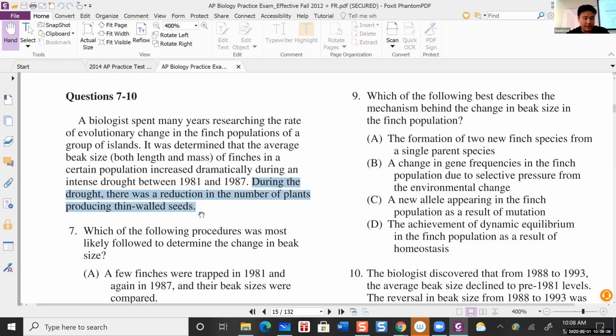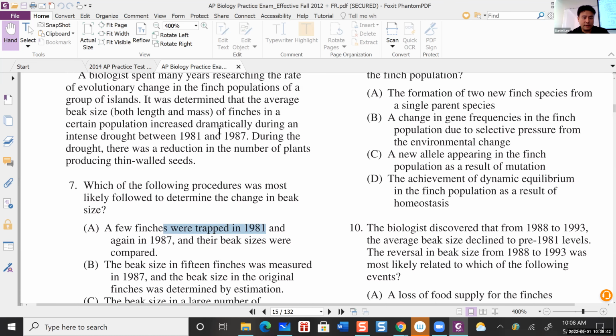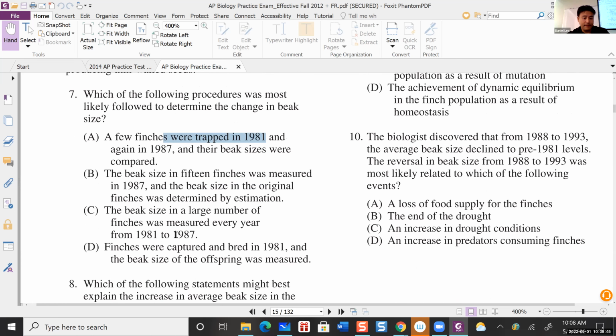That confirms your prediction. Number seven: which of the following procedures was most likely followed to determine the change in beak size? With these kinds of questions, you have to read all the choices and eliminate. You can't just jump to the answer. We want to determine the change in beak size. A: a few finches were trapped in 1981 and again in 1987, and the beak sizes were compared. That seems to be a reasonable thing to do. B: the beak size in 15 finches was measured in 1987.